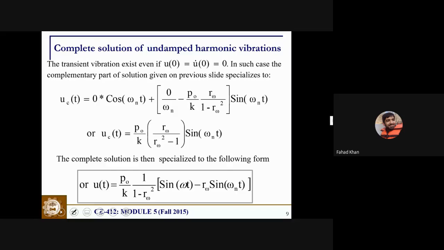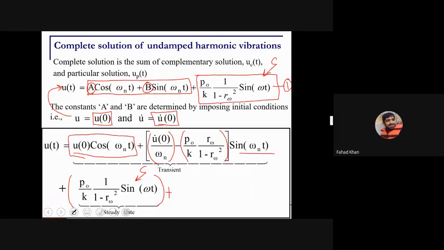Now, what happens if our initial displacement and initial velocity, both of them, are 0? The structure starts vibration from its initial conditions at which the velocity is 0 and the displacement is also 0. In such a case, the complementary part of the solution given on the previous slide specializes too.